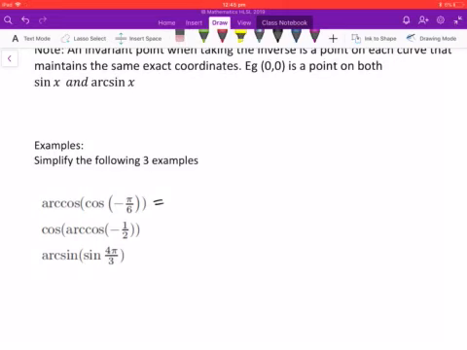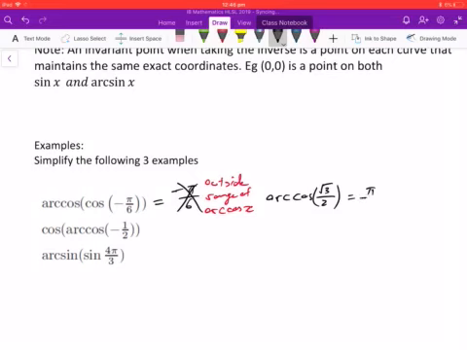It's outside the range of arccos, so we need to think about it. Now, what is cos negative pi on 6? Well, it's going to be the same as cos pi on 6, so it is root 3 on 2. So this actually becomes arccos root 3 on 2, which is equal to pi on 6. And that is within the range. So tick.